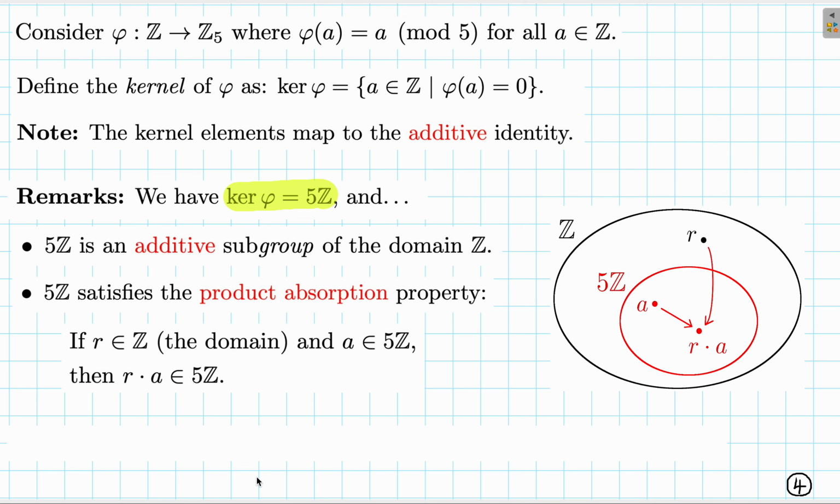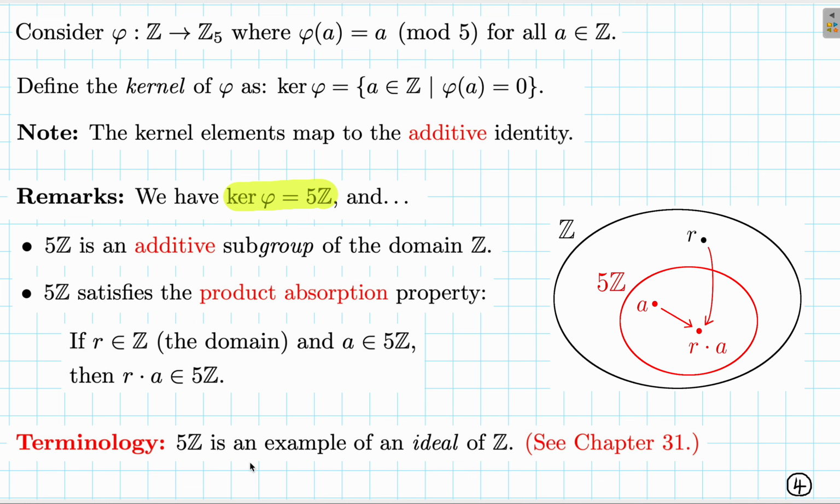To summarize, 5Z is an additive subgroup of Z and satisfies product absorption. Therefore, 5Z is an example of what's called an ideal of Z. And please see chapter 31 in the textbook for more details about an ideal of a ring.